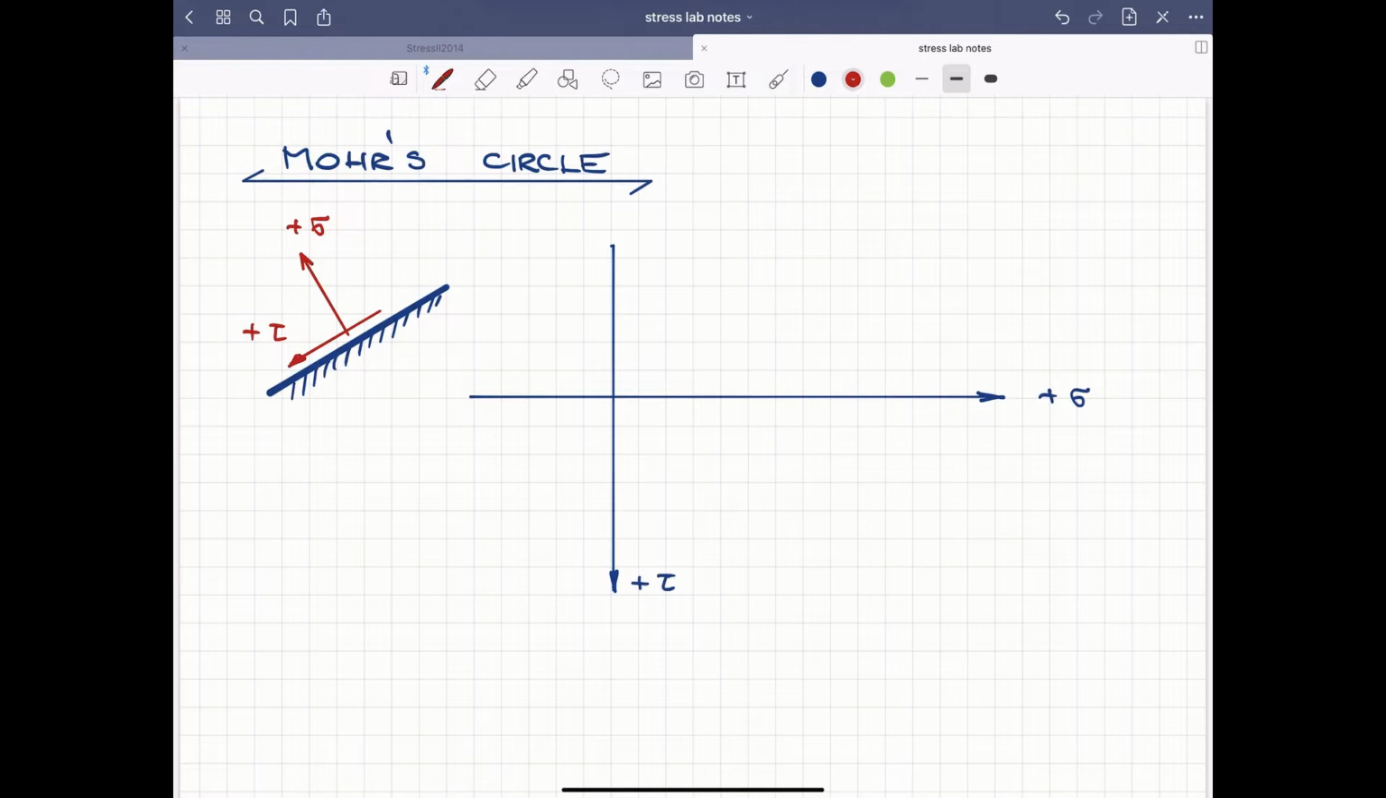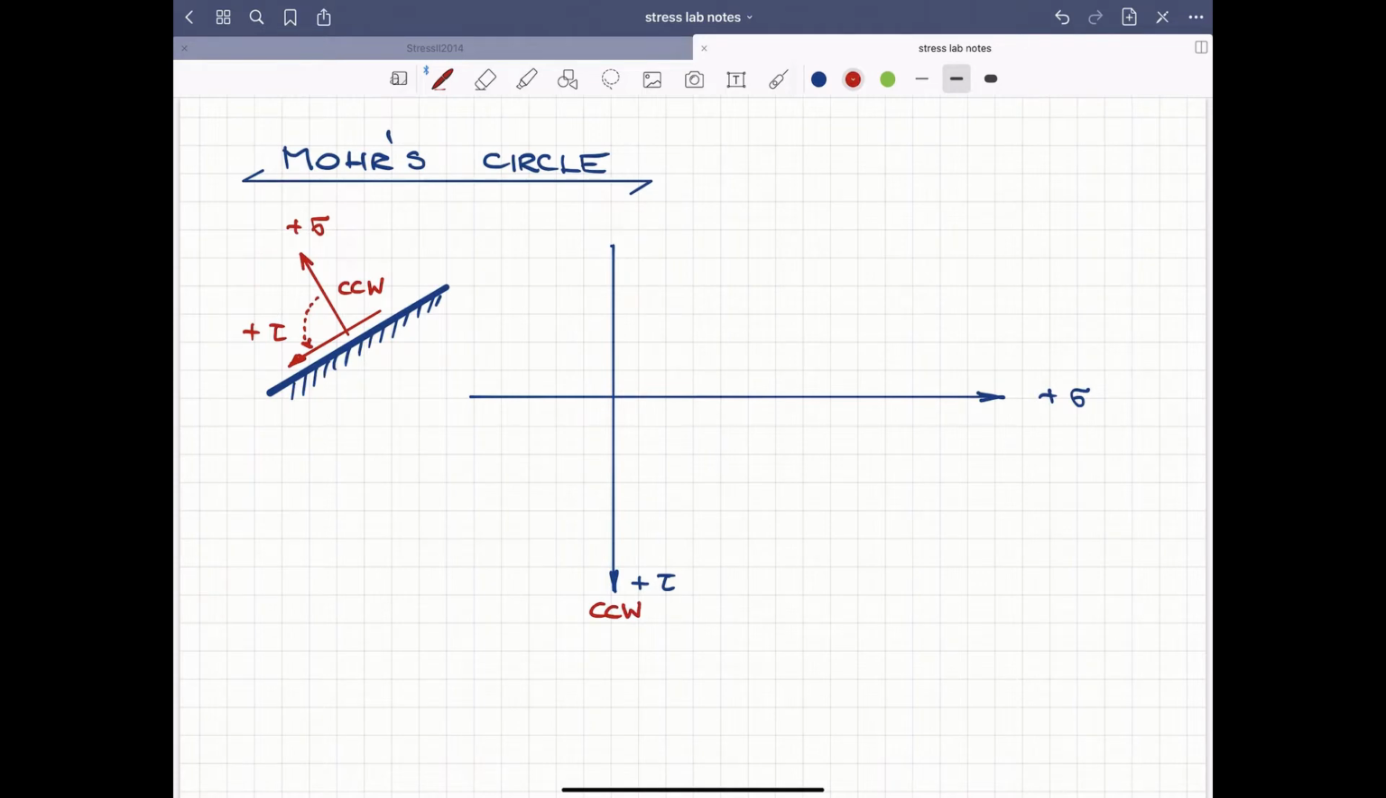There is one little difference. I want to look at a single surface and I need to enhance our sign convention. I'm using normal stress as in class, tension positive, and a shear stress shall be positive if I take the normal stress vector and rotate it counterclockwise. That's my positive shear.